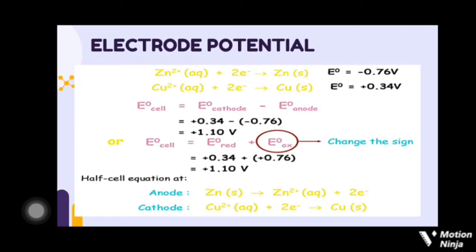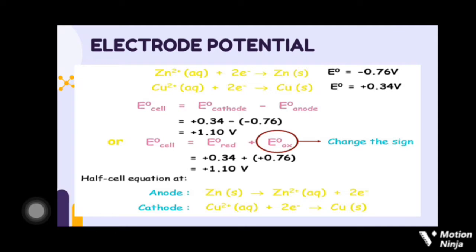So, it will be written as positive 0.34 minus negative 0.76. Since there are two negative signs near each other, we need to change it into a positive sign, a basic rule of math. So, it will become positive 1.10 volts. The final answer for the standard state condition.